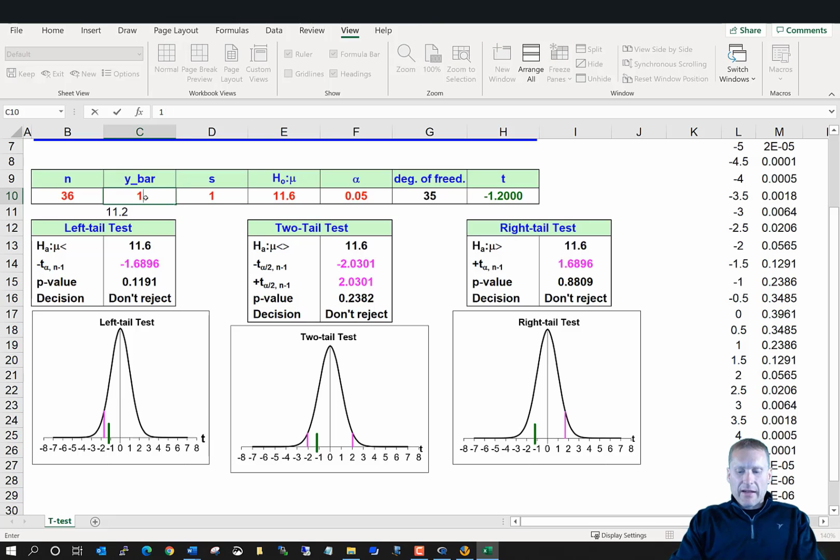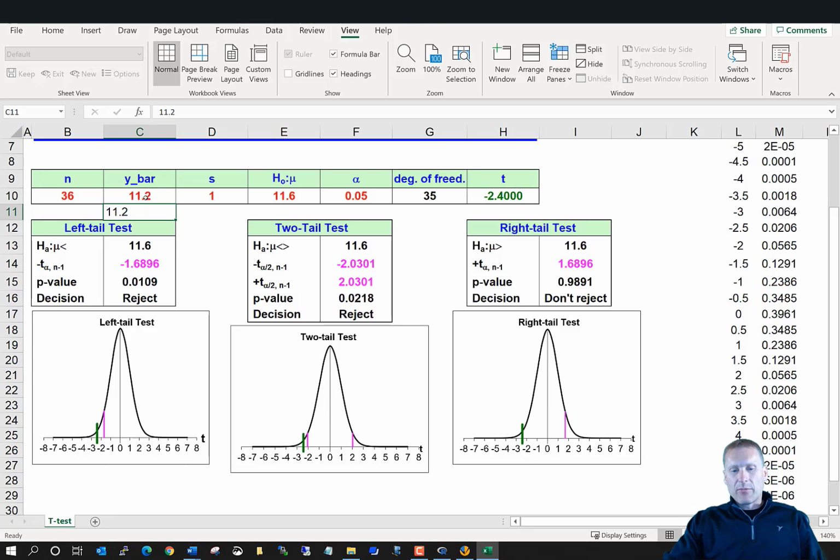But the key is that as I change the sample mean, everything else updates in the plot and in the spreadsheet, and we can see how, in this case, as I go further from the hypothesized value of 11.6, I'm getting more and more evidence to say, yeah, there's something going wrong with our manufacturing. The mean is not 11.6.